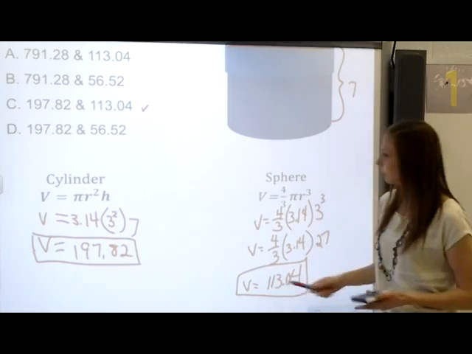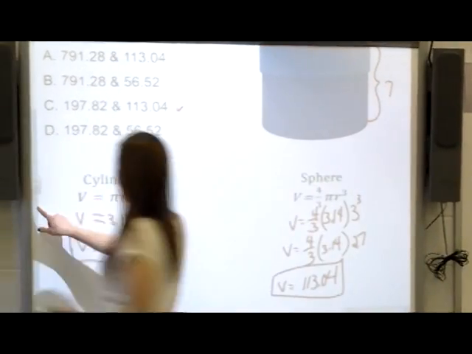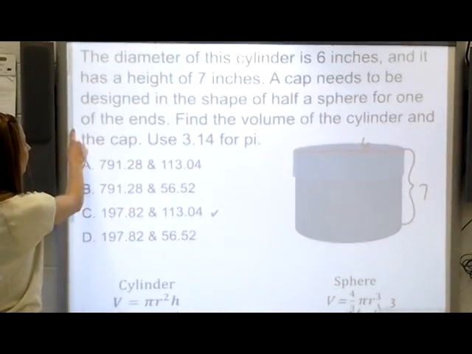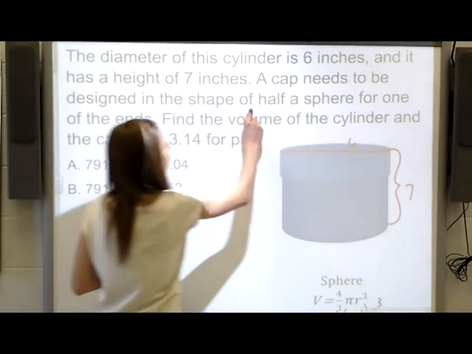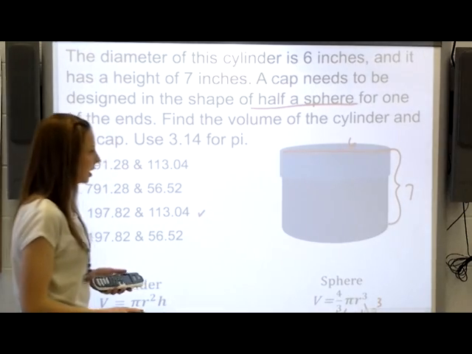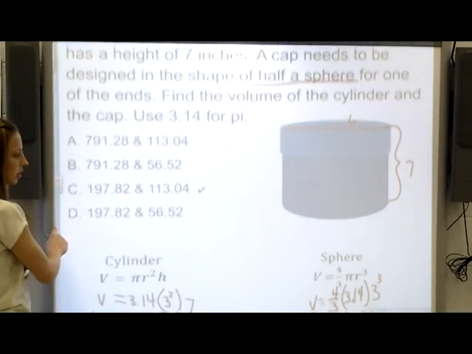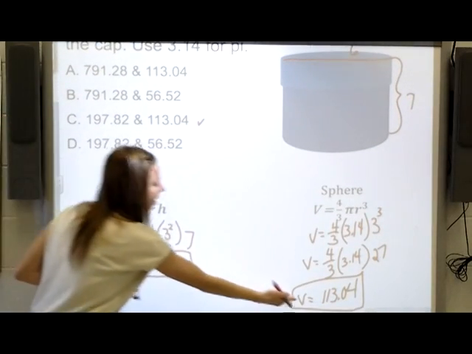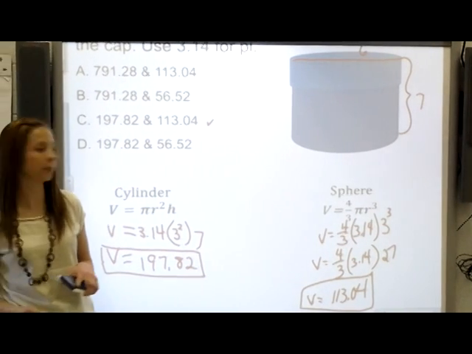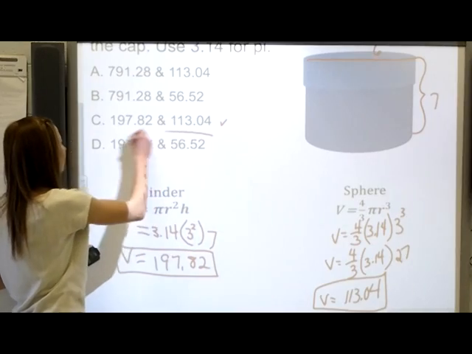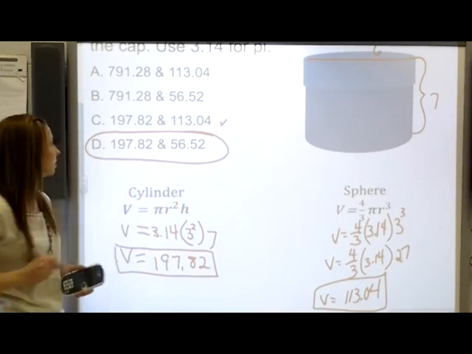But if you look back at the question, okay, we need to find half of the sphere. Okay? So what that means is we need to take half of that answer, which is going to be 56.52. So the actual answer here should be choice D.